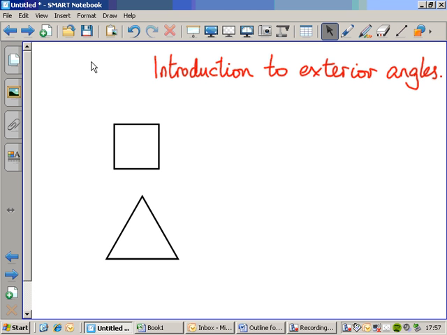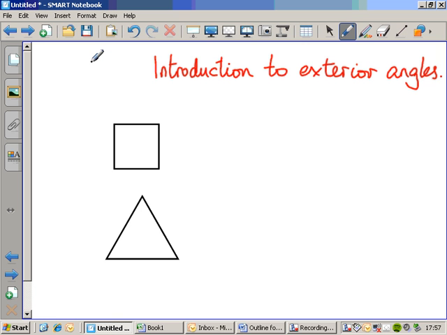Polygons is the fancy word, isn't it, for shapes, from the Greek, I think, for many corners or many angles, I think. Exterior angles are the angles on the outside of a shape, and we can create an exterior angle by extending the lines of a shape.